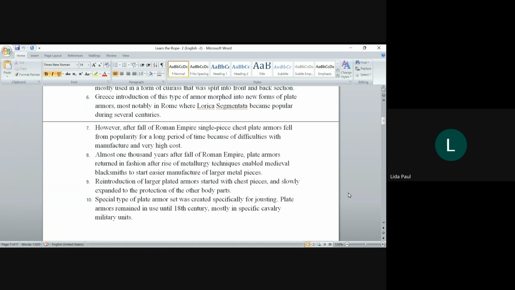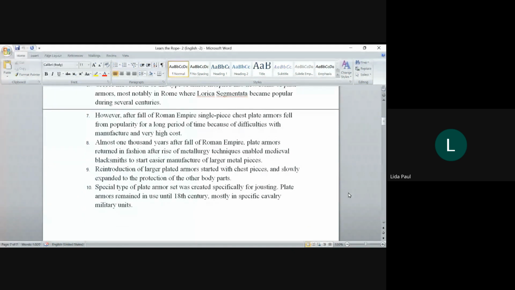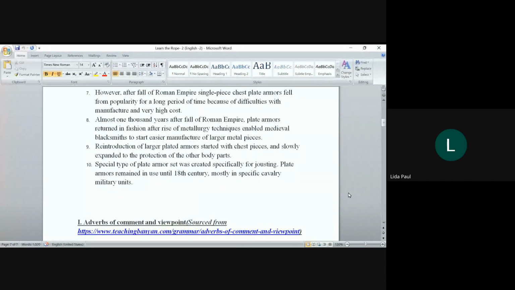Ninth one. Reintroduction of larger plated armor started with chest pieces and slowly expanded to the protection of other body parts. Slowly, yes. Anything else? No, I don't think so. Nothing. Slowly is the only one in that.